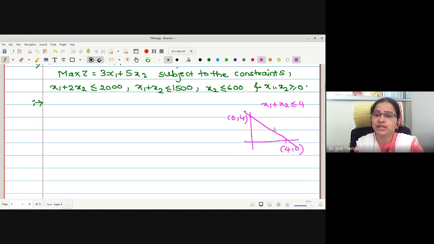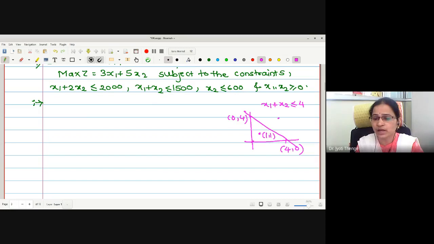Then if we consider any point below the line and above the line, we will check which point is going to satisfy that inequality. If I consider the region below the line, suppose this is the point and the coordinates of the point are say 1 1. Whether this point satisfies the inequality or not. If I take the point as 1 1, x1 is having the value 1, x2 is having the value 1. Therefore, x1 plus x2 will be 2, and 2 is less than or equals to 4. Therefore, this point is going to satisfy the inequality.